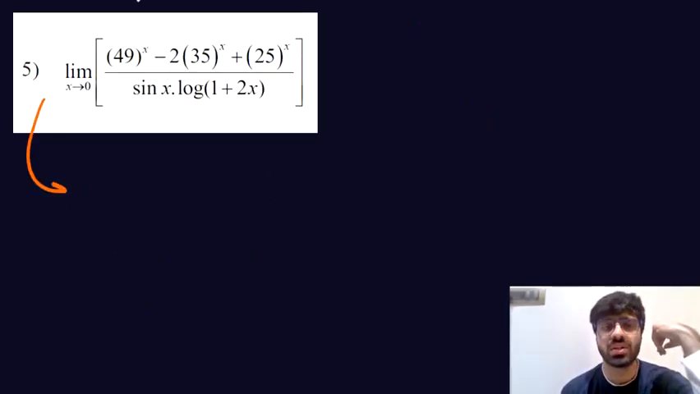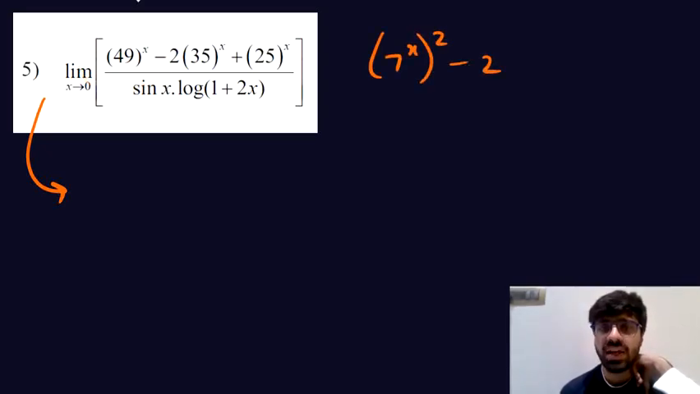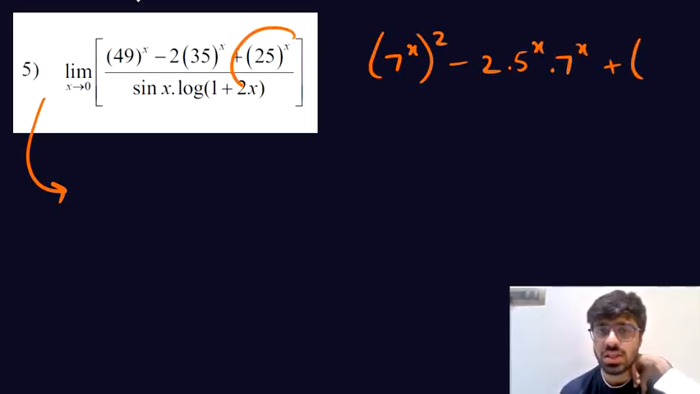Take one last question in this video. So 49 power x, just like in the previous question, 25 power x was 5 power x the whole square. Here this becomes 7 power x the whole square minus 2 into 35 power x. Think of it as 5 into 7 the whole power x. That is 5 power x into 7 power x plus this becomes 5 power x the whole square.